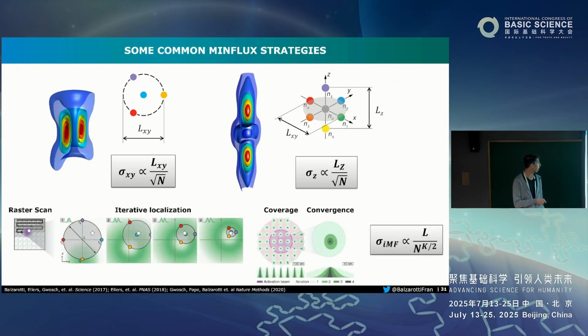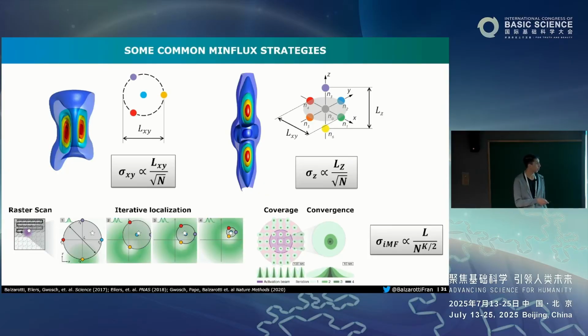Additionally, something you can do is localize with some structure of beams, get a position, and then change your beams, or change their position, and localize again, again, and again. This is what we call iterative MINFLUX, which can cover larger regions, and by larger I mean just the size of a focal volume, which allows you to make images in arbitrarily large regions.